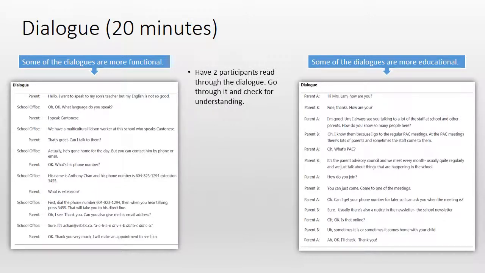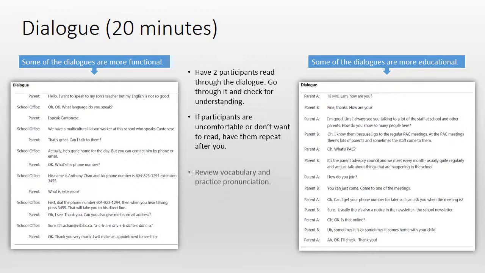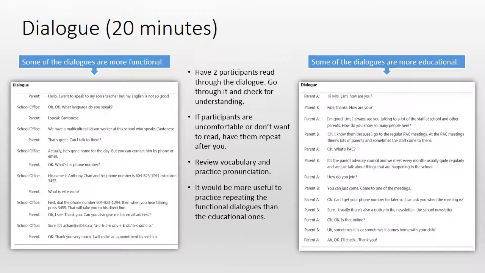For this section of the conversation circle, have participants read through the dialogue and check for understanding. If participants are uncomfortable or don't want to read, you can have them repeat after you. Review vocabulary and practice pronunciation. It would be more useful to practice repeating the functional dialogues than the educational ones.